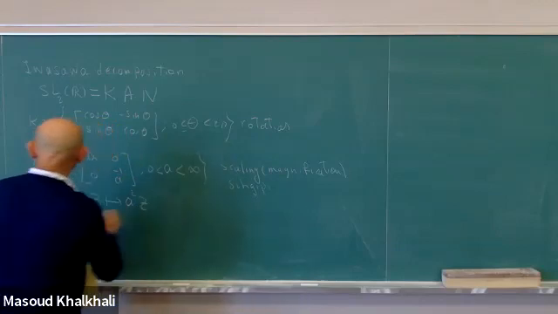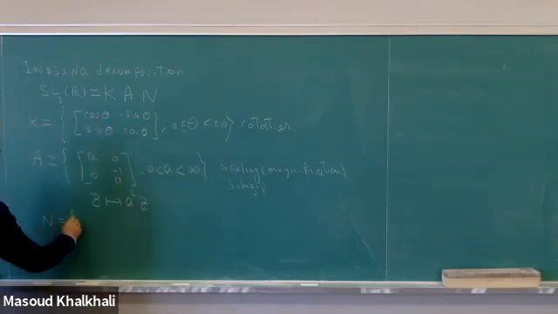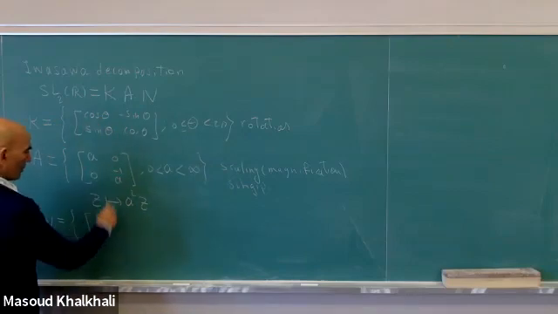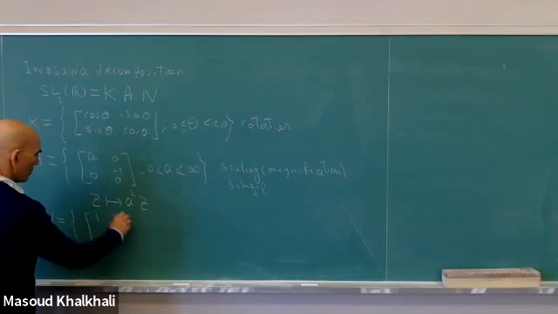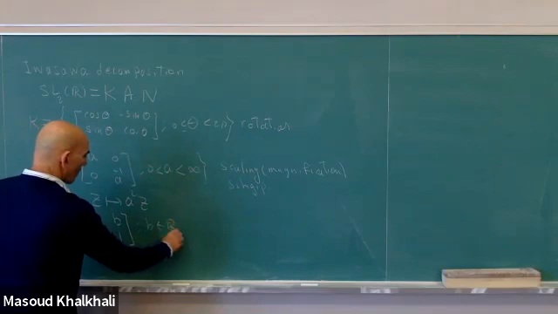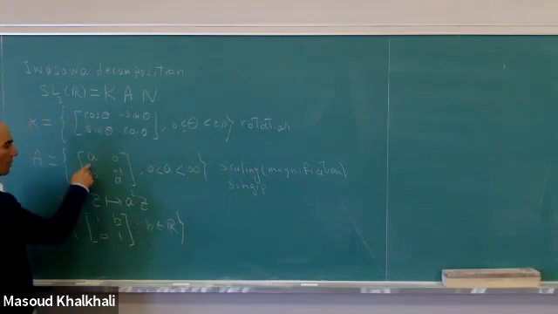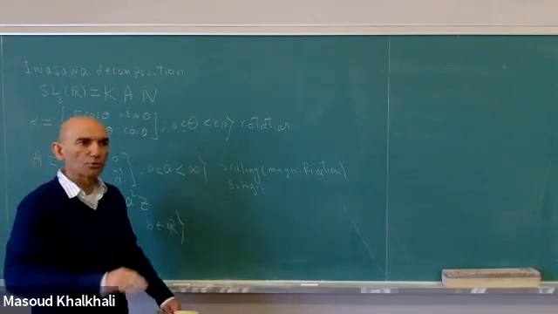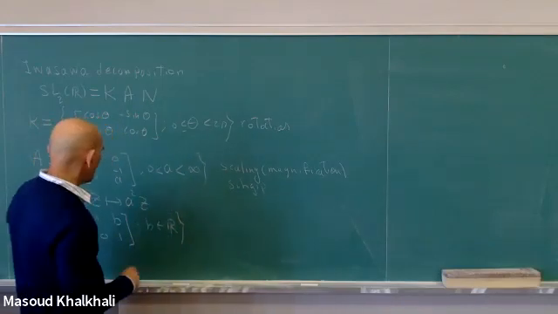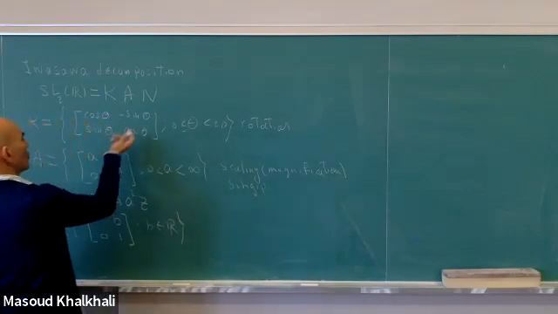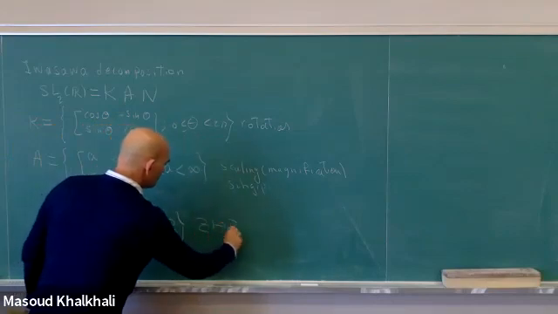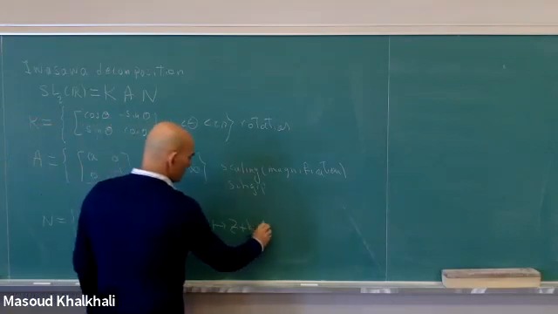But then N is the set of all things of the form 1, B, 0, 1, where B belongs to R. This is also a subgroup. This is just a group of translations without any rotation or inflation. So that sends z to z plus B. Translations.